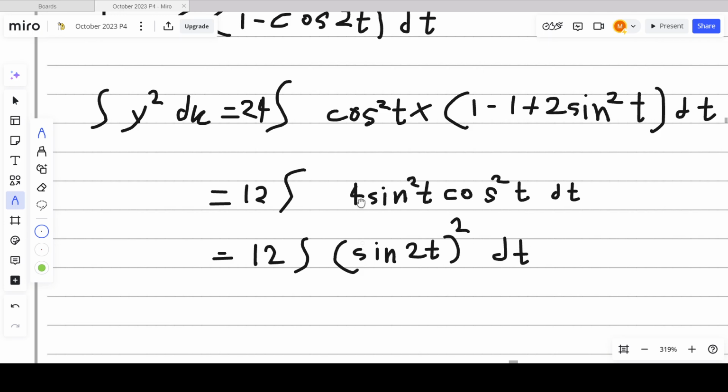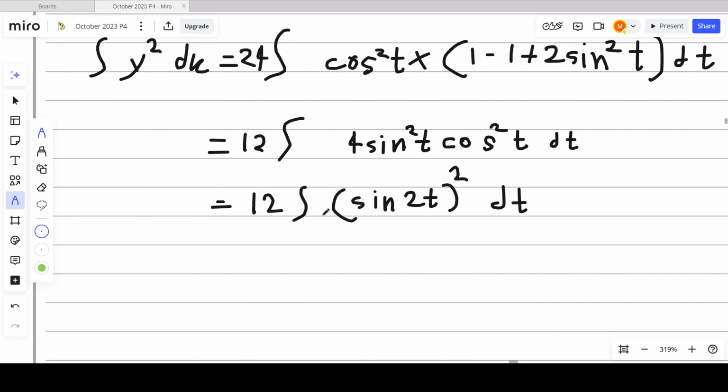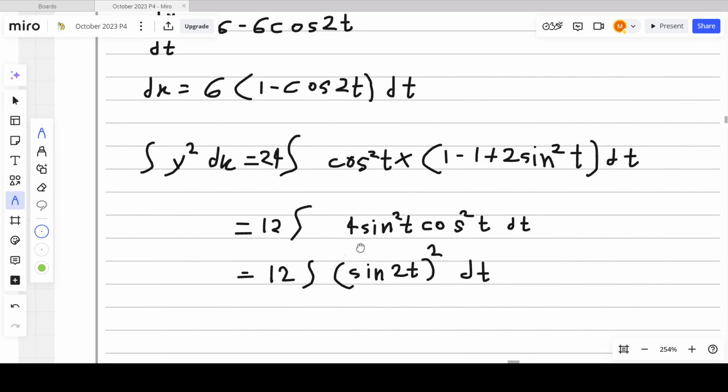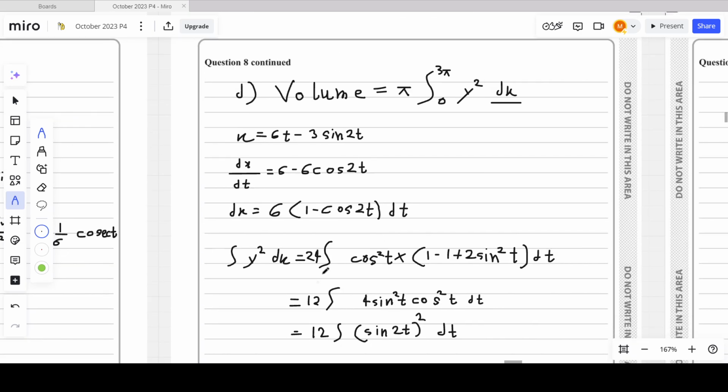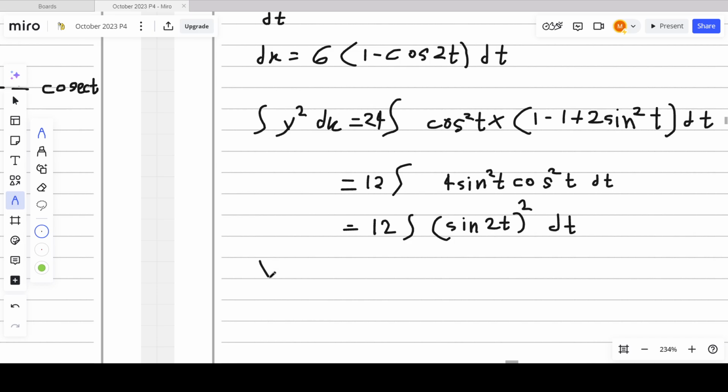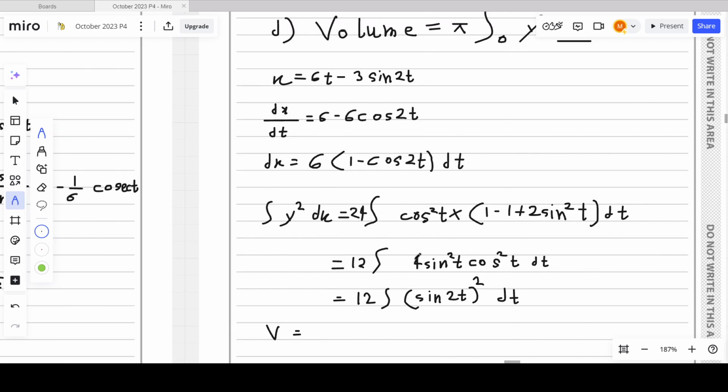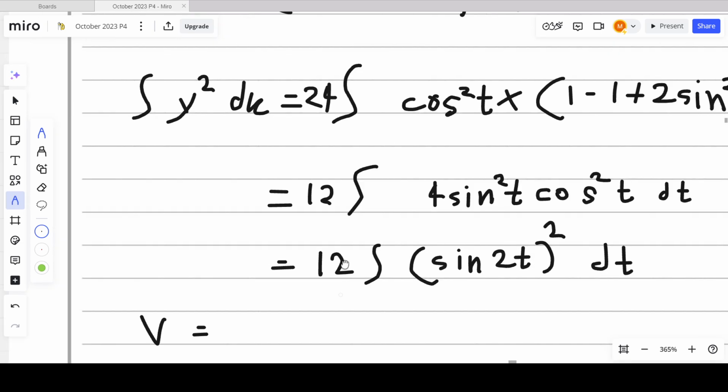Fine. So we got a simplified form of the integral. Now we need to put it in the equation for the volume. We got the volume V equals pi. I didn't consider pi earlier, so it should be what?